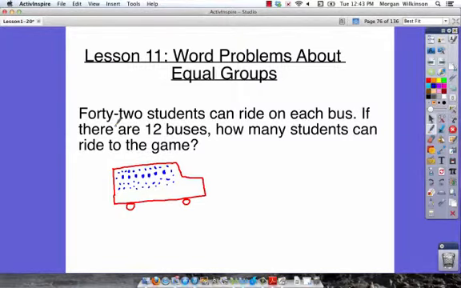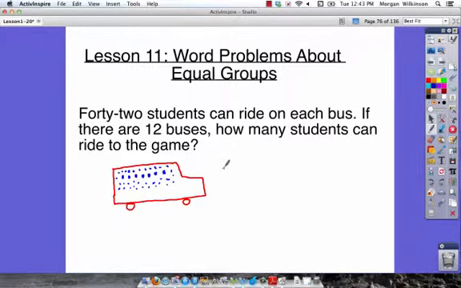Our first problem says 42 students can ride on each bus. If there are 12 buses, how many students can ride to the game? Now, I've drawn out our school bus. There's 42 little dots. Each one of those is supposed to represent a student. Now, if we had 12 buses like this, with 42 students in each, we could figure out how many students could ride to the game.